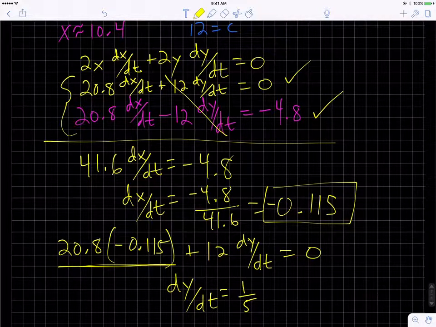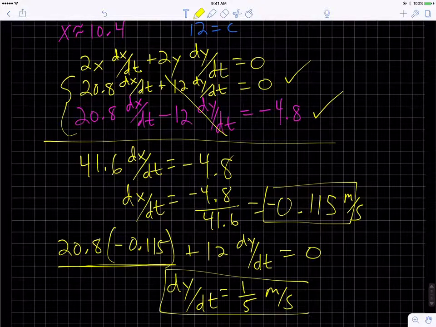meters per second. And that was meters per second. And that's what our prediction was about, at least about the signs. dy dt was getting larger, so it was a positive rate. dx dt was getting, x was getting smaller, so dx dt is a negative rate.